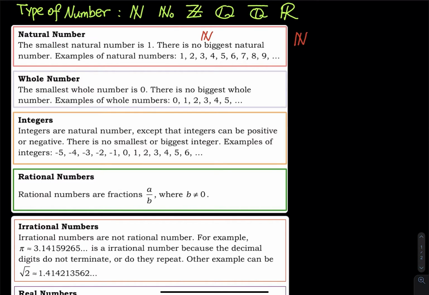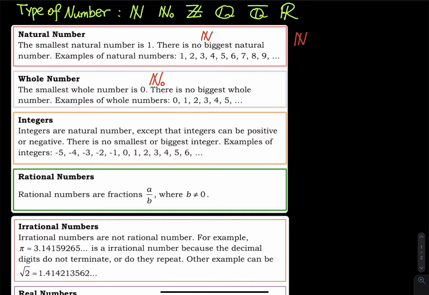The smallest whole number is 0. So that is the difference between natural number and whole number. Natural numbers are 1, 2, 3, 4, 5, 6, 7, 8, 9, but not including 0. If we discuss whole numbers, then we add a 0 to it. The notation of whole number is still this N, but we add a little dot to it. So that stands for natural numbers.